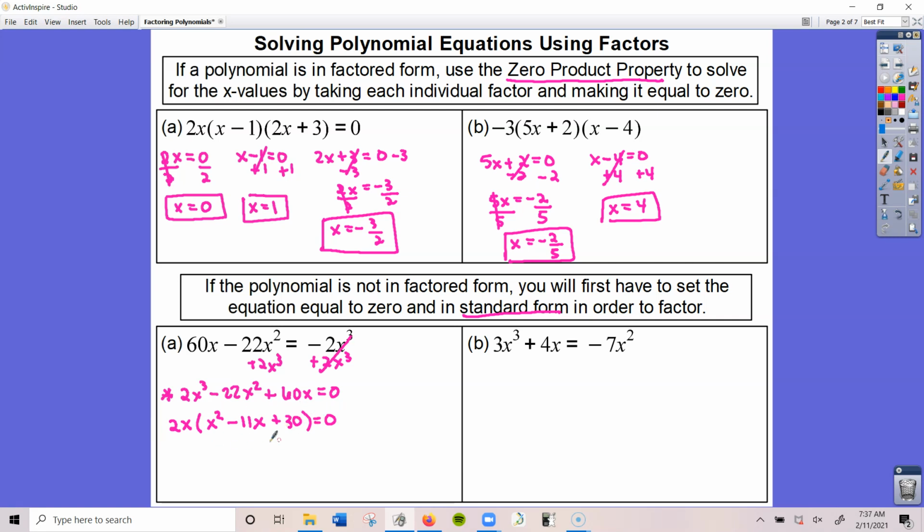Now we have to think of what two numbers multiply to give me positive 30, but add to give me negative 11, since this is a quadratic. So we have 2x, and we're going to open these two parentheses. The two numbers that multiply to give me 30 and add to give me negative 11 are negative 6 and negative 5. So we would write the factors as x minus 6, x minus 5. And now this is in factored form. Once it's factored, you take each individual factor and you make it equal to 0.